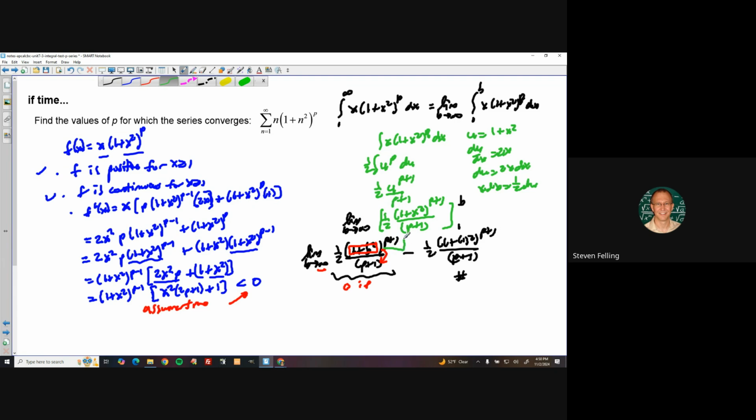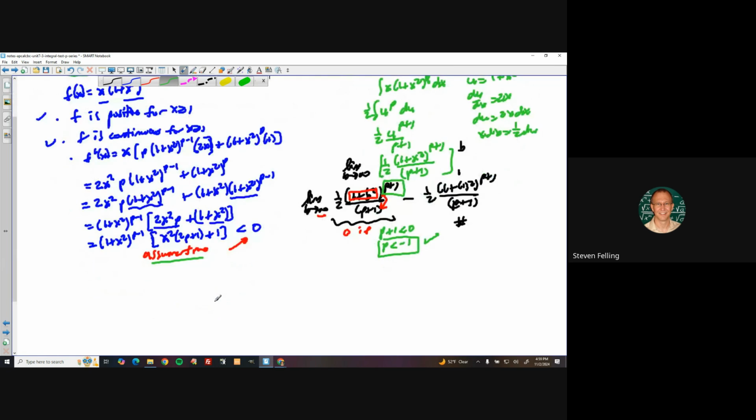So this will converge to 0 if this exponent here is negative, if p + 1 is less than 0. In other words, if I subtract 1, p has to be less than -1. So I think that is actually the value for which this series will converge. This is the answer: if p is less than -1, this term converges, therefore the integral converges, therefore the series converges. Now, we did make the assumption that the integral test applies, so let's see if that would be true if p was less than -1.